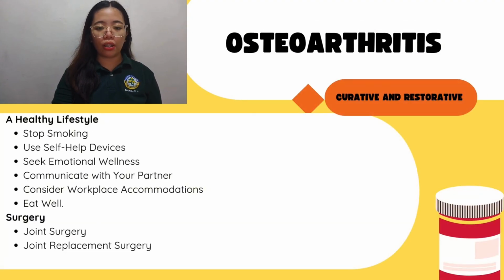Having a healthy lifestyle includes stopping smoking. Some research suggests that people who smoke may have more cartilage loss and pain than those who don't. Smoking also interferes with healing after joint surgery. Use of self-help devices. If osteoarthritis makes it difficult to do daily activities, ask occupational therapists about self-help devices that can make daily tasks easier.